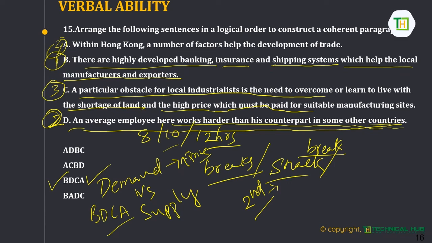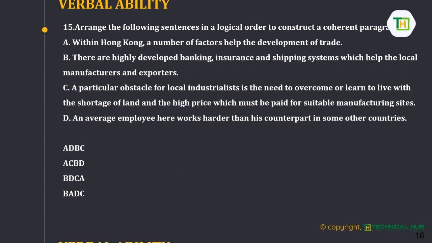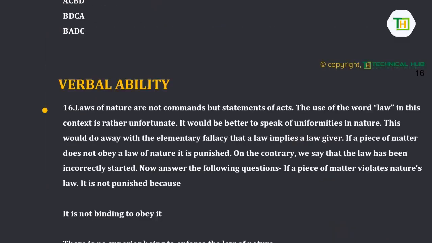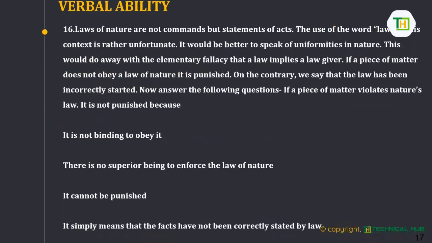Wow, one more beautiful part has come now. So you need to find out what it is. Laws of nature. See, this is RC, reading comprehension, the easiest one, and you could get more marks. Don't waste your time just reading the whole paragraph. First read one or two lines, then you can get to know what it is about. So, laws of nature.